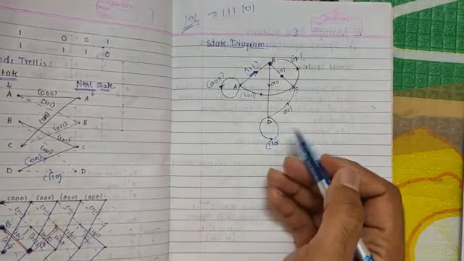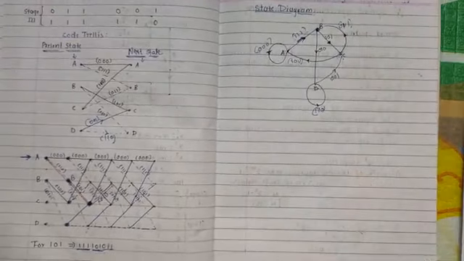So this is the state diagram. This is all about the code tree, trellis and state diagram.